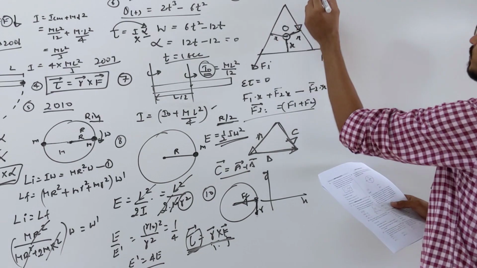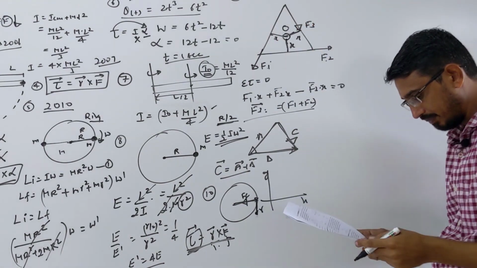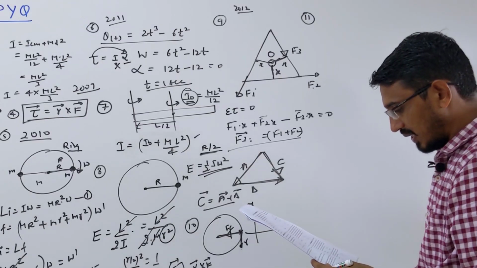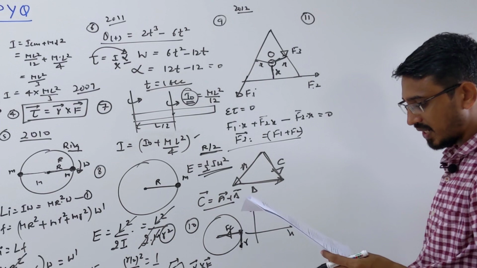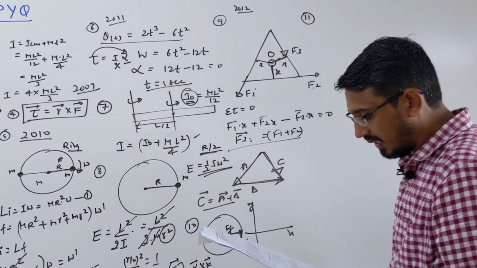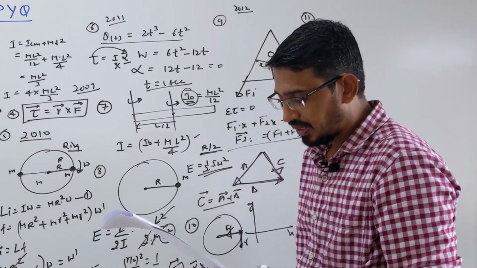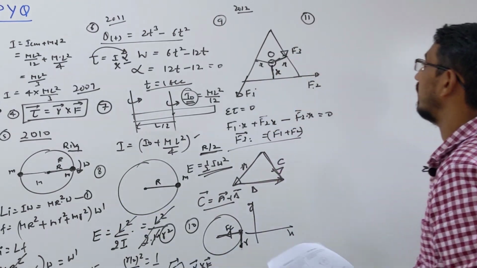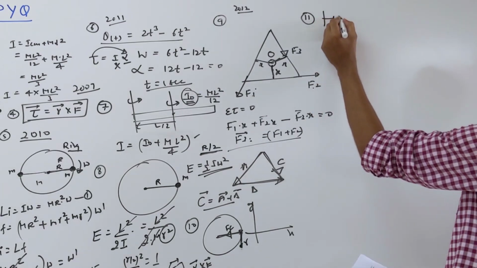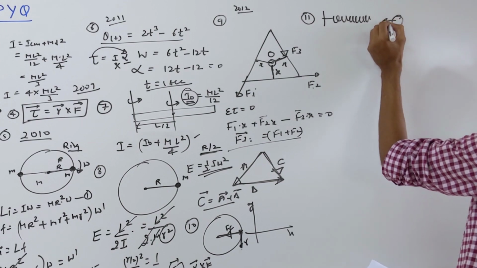Question number 11 also from AIPMT 2012, and it says that a solid cylinder of mass 3 kg is rolling on a horizontal surface with a velocity of 4 meter per second. It collides with a horizontal spring of spring constant 200 Newton per meter. The maximum compression produced in this spring is given by what? So in the last chapter I told you, whenever they ask maximum compression of a spring, you have to talk about the energy concept.